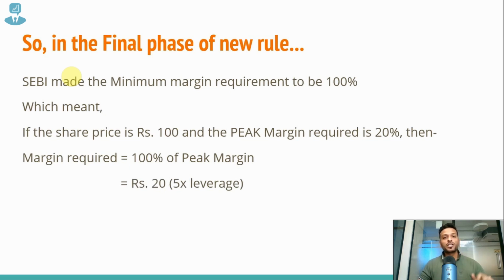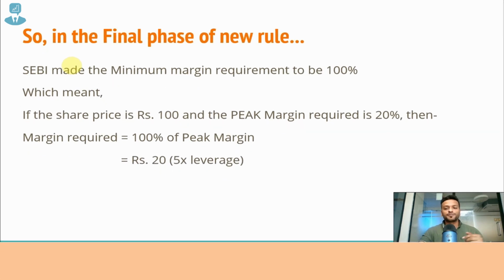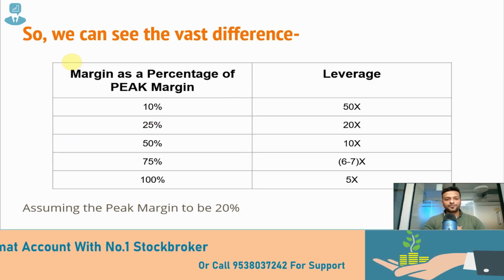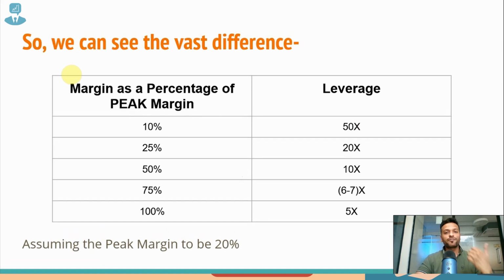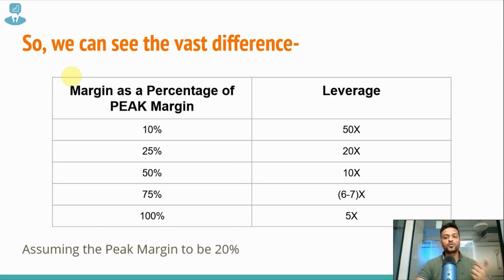So this new margin rule has come on the peak margin, not on the total price value of the share. It is only on the peak margin, which has been set forth by SEBI. Now you can see the vast difference here. Under the previous rule of say 10% of peak margin, you got a leverage of almost 50x. But when the rule was changed to 25%, then the leverage was reduced to 20x.